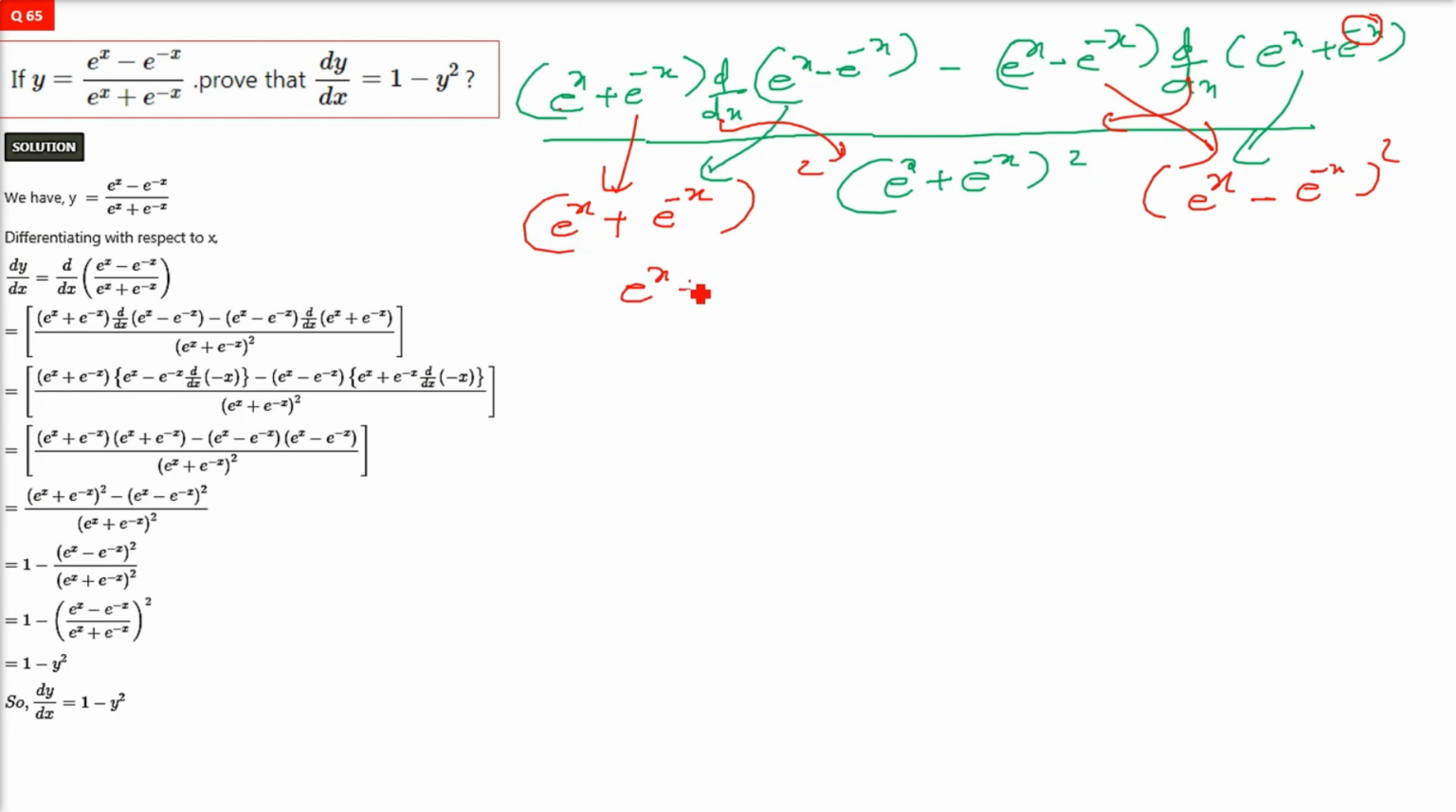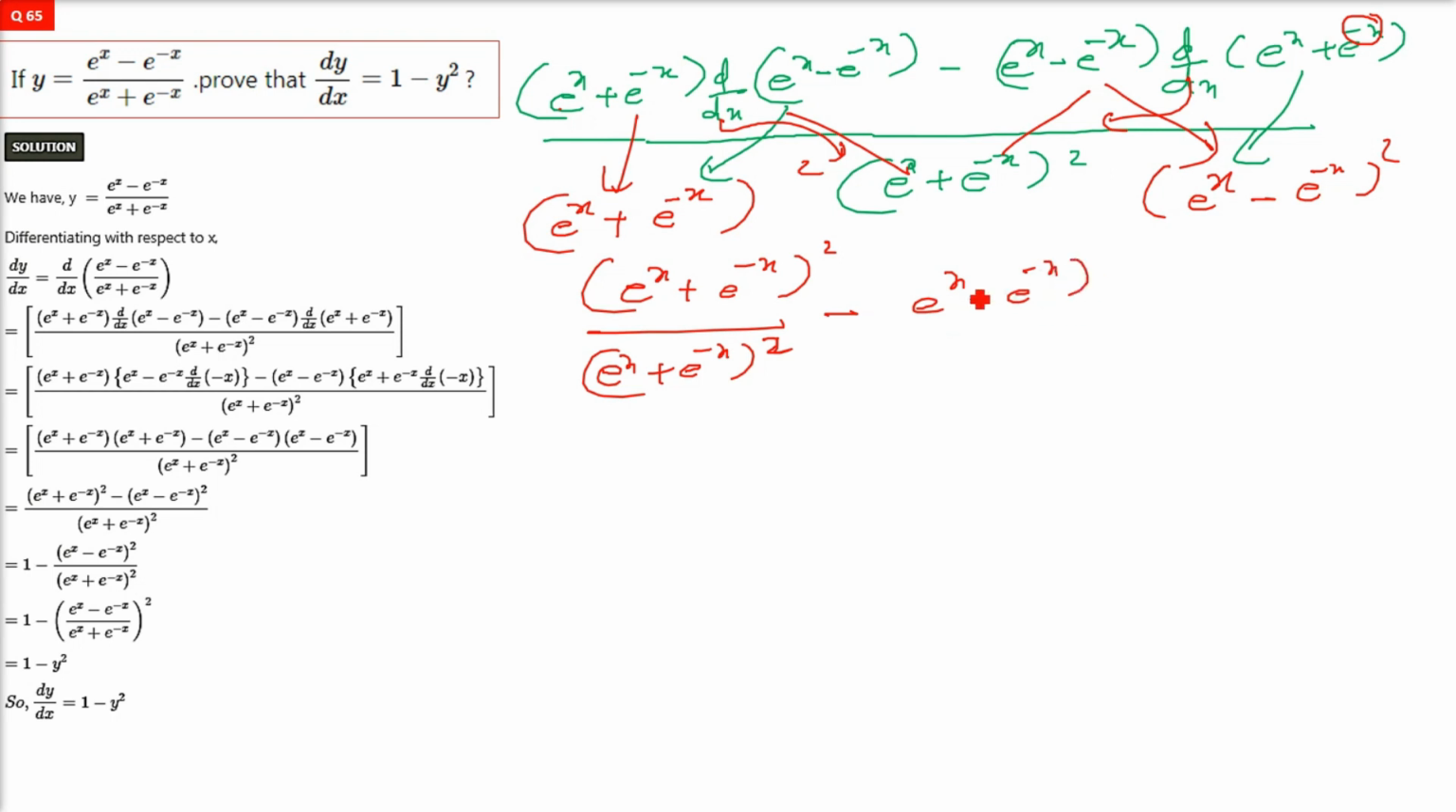That is e raised x plus e raised minus x whole square divided by e raised x plus e raised minus x whole square, minus the numerator, we have e raised x minus e raised minus x whole square divided by e raised x plus e raised minus x whole square. Denominator remains the same. Now this gets cancelled.